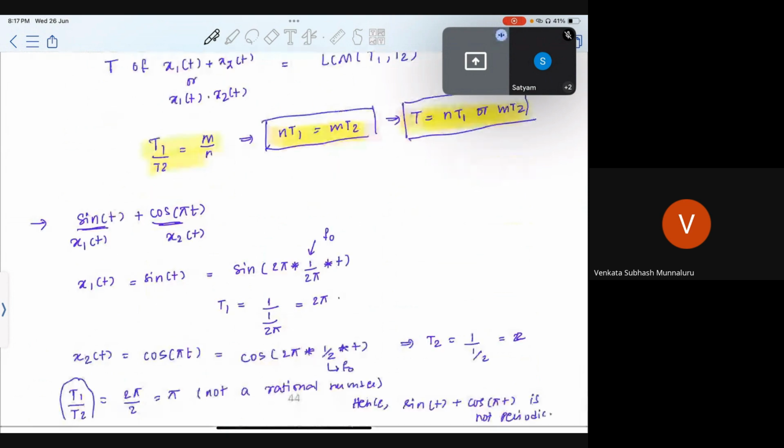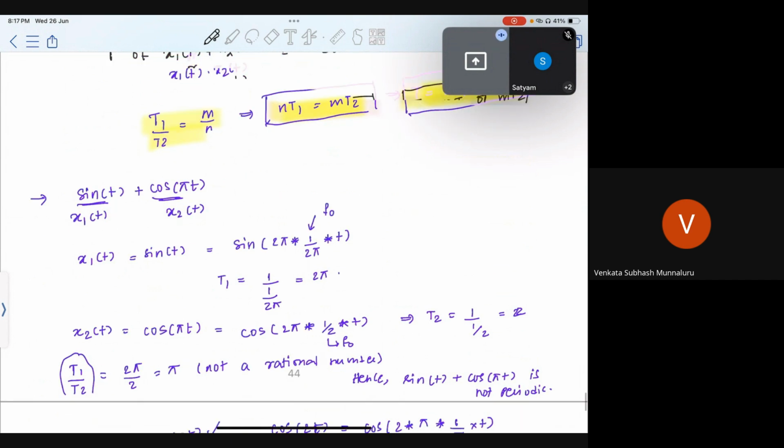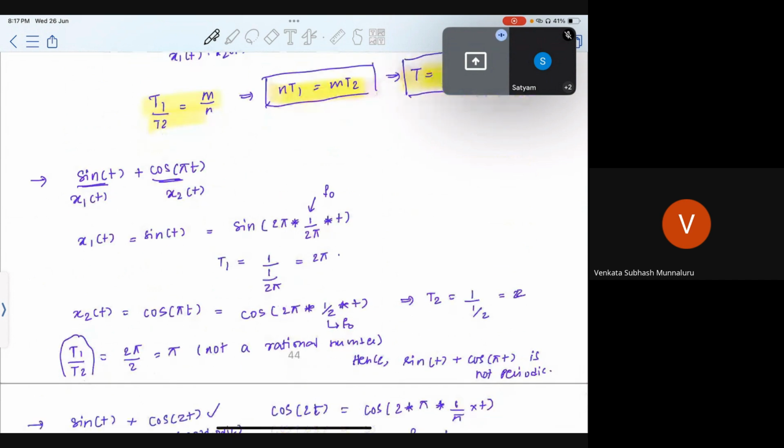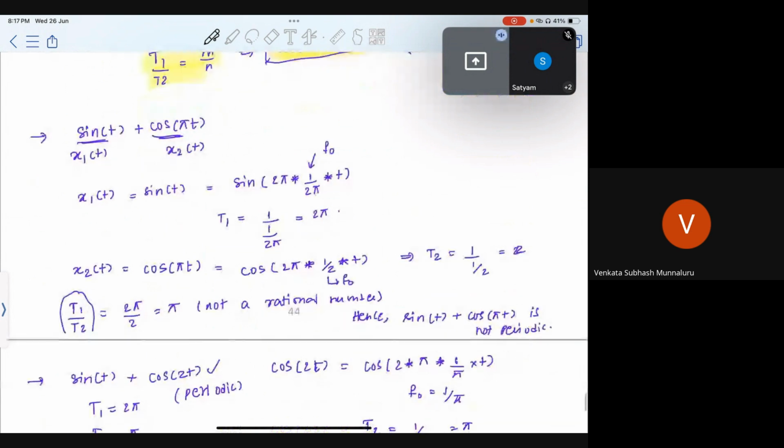So we took sin t plus cos pi t. The first question to ask is, is this signal periodic? To answer that, we evaluated the fundamental period of the first signal, sin t, x1 of t, and the fundamental period of that signal turns out to be 2 pi. For x2 of t, the fundamental period turned out to be 2. When you found the fraction T1 by T2, it is 2 pi by 2, which is equal to pi, which is not a rational number. Hence, this summation is not a periodic signal.